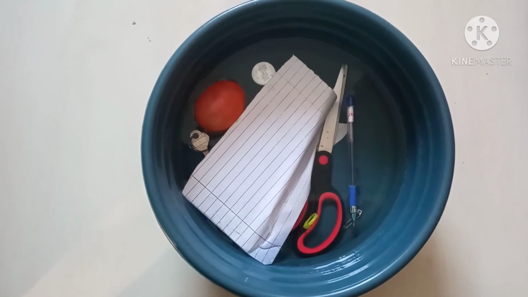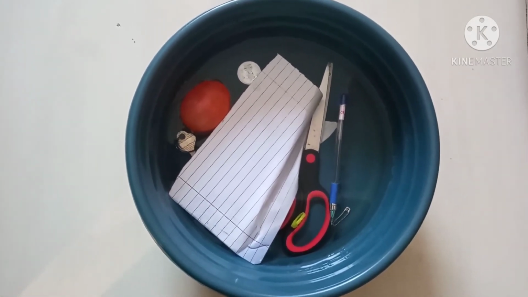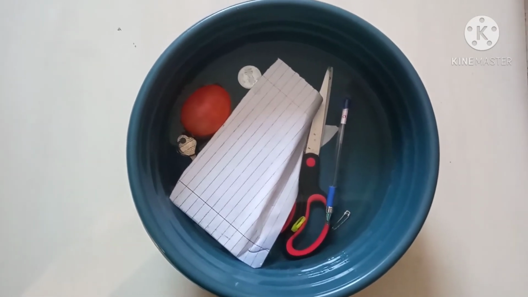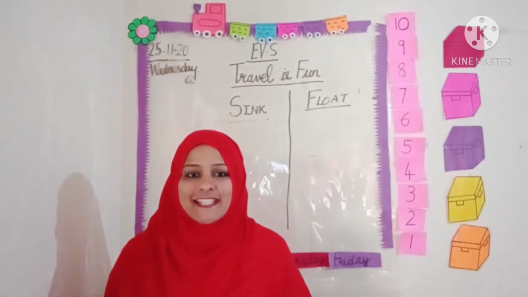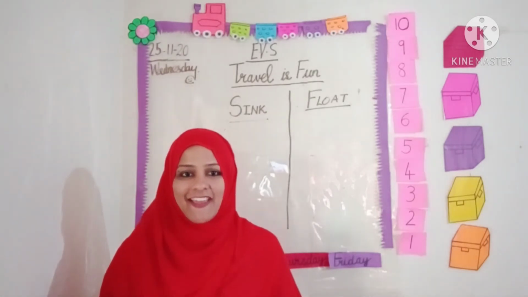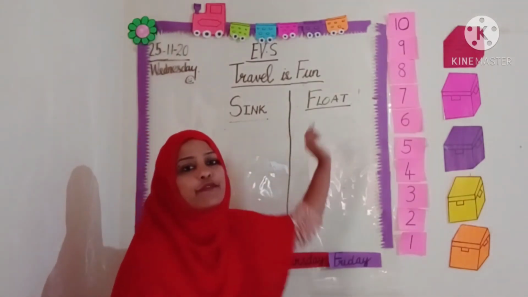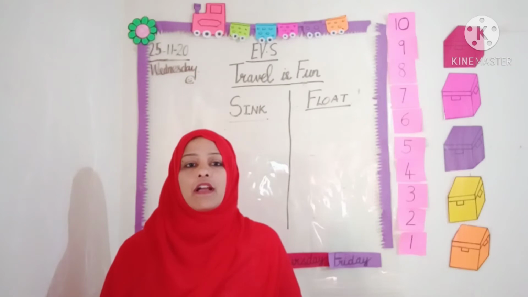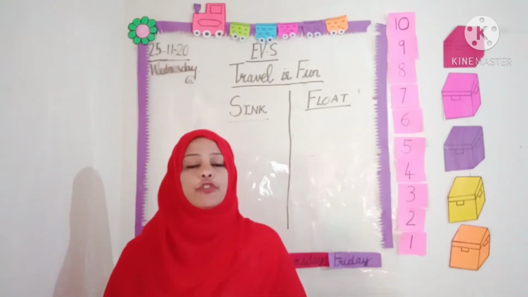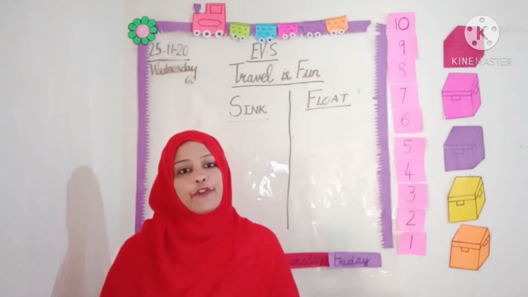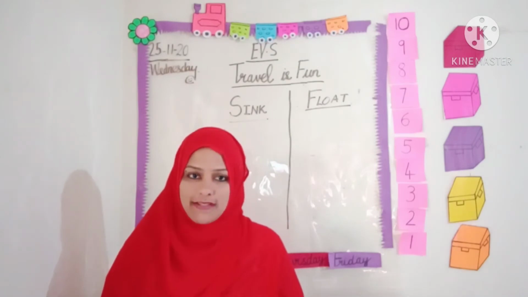So my dear students, did you see some objects sink at the bottom and some float on the top? Did you enjoy the activity? And the concept that we learned today was sink and float. Sink is when things go right down to the bottom in the water. And float means things are just on the top of the water.